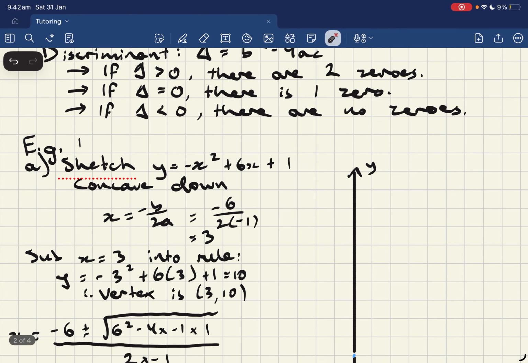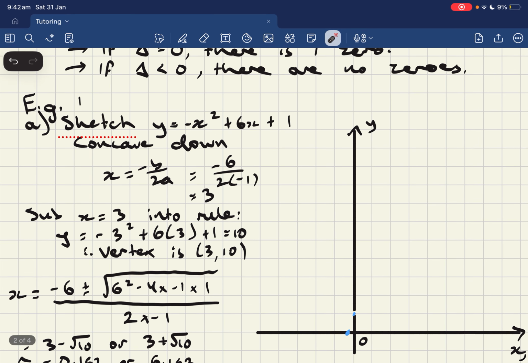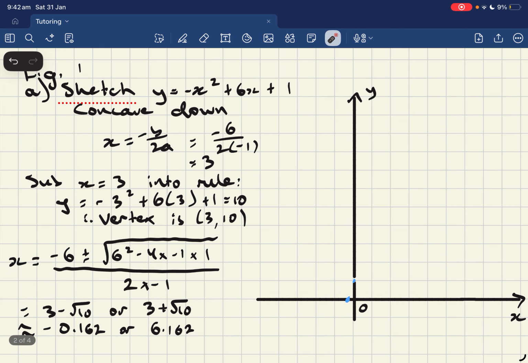And we can find our x-intercepts by substituting into the quadratic formula. So x equals minus b, which is minus 6, plus or minus the square root of b squared, minus 4 times a, which is negative 1, times c, which is positive 1, all over 2 times a. So 2 times this negative 1. So we get our two solutions here.